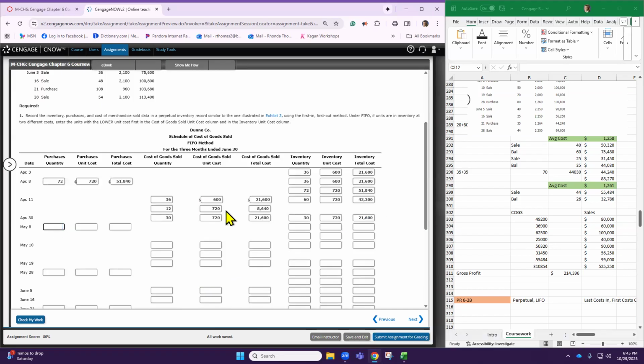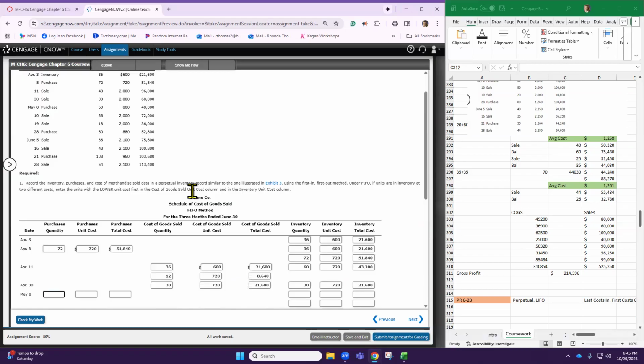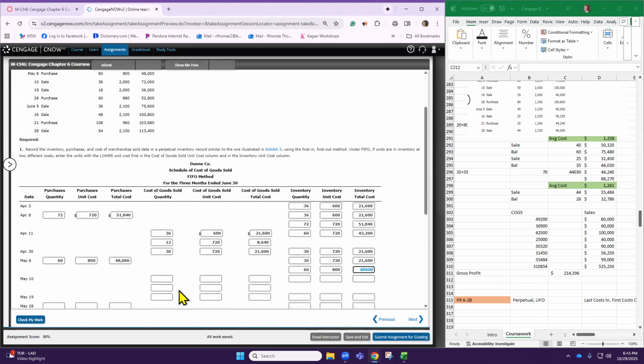Okay, we are buying this time 60 at an $800 cost. 60 at $800 cost, 48,000. Bring the old layer down, the oldest one that's still sitting there, and just restate it. Now bring your new one in. And then now we're going to have a sale.